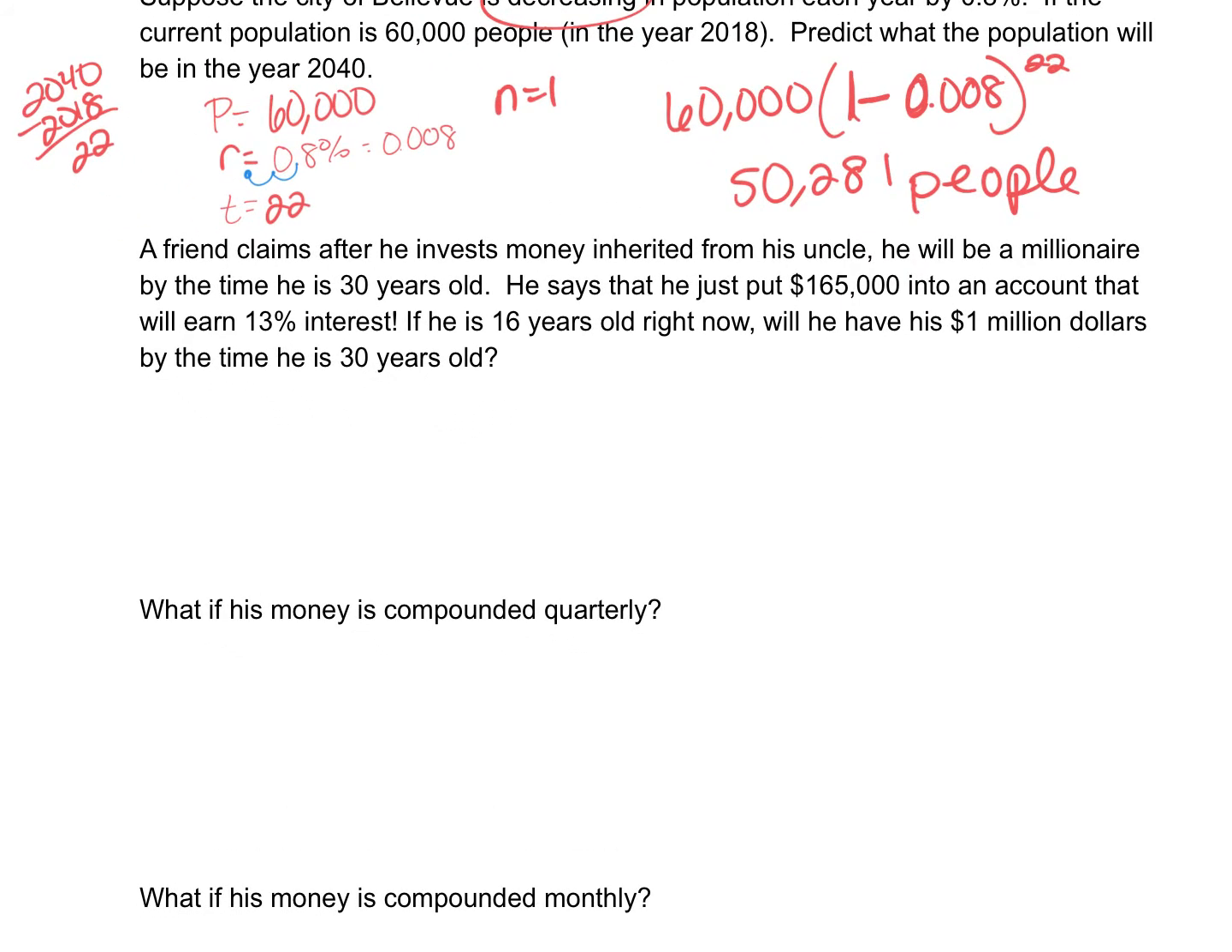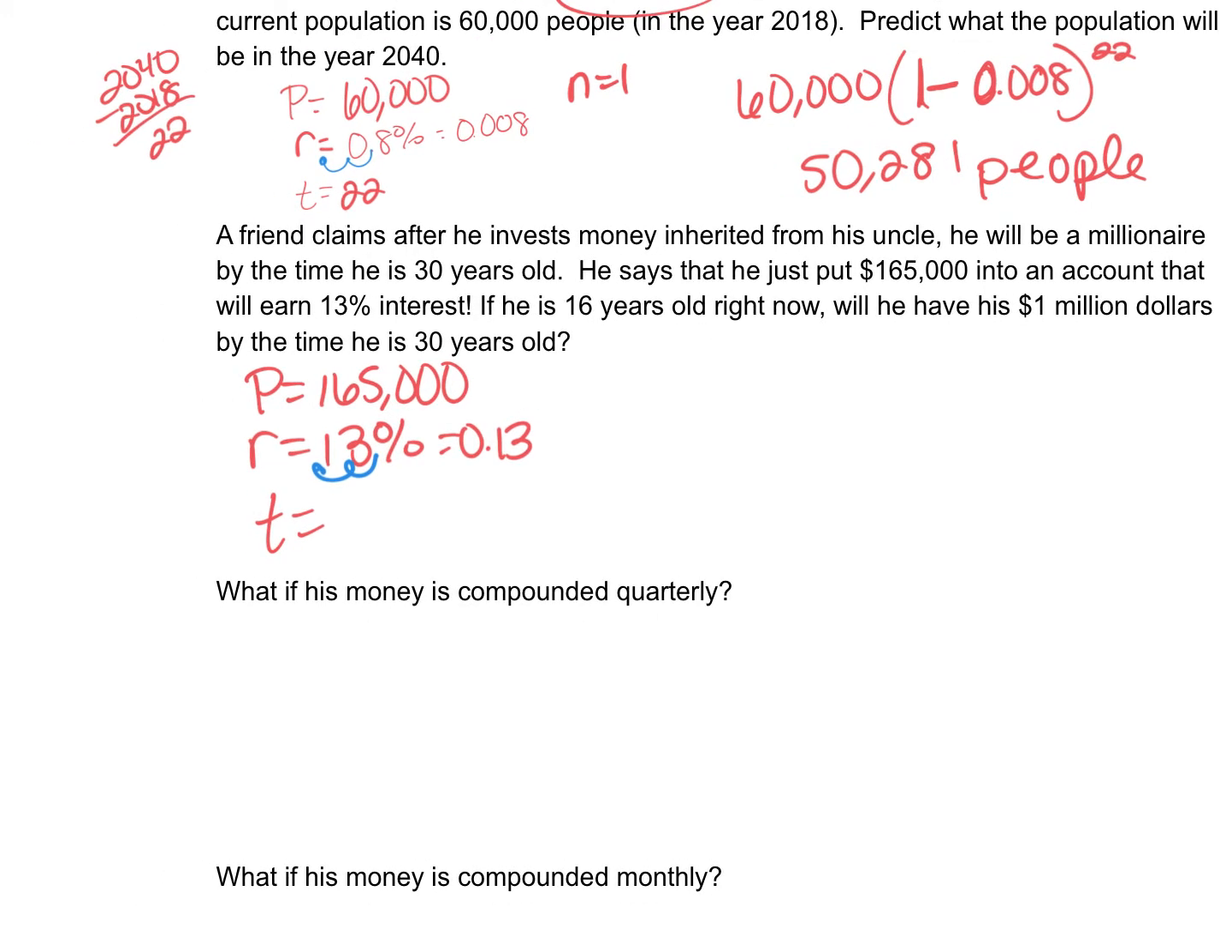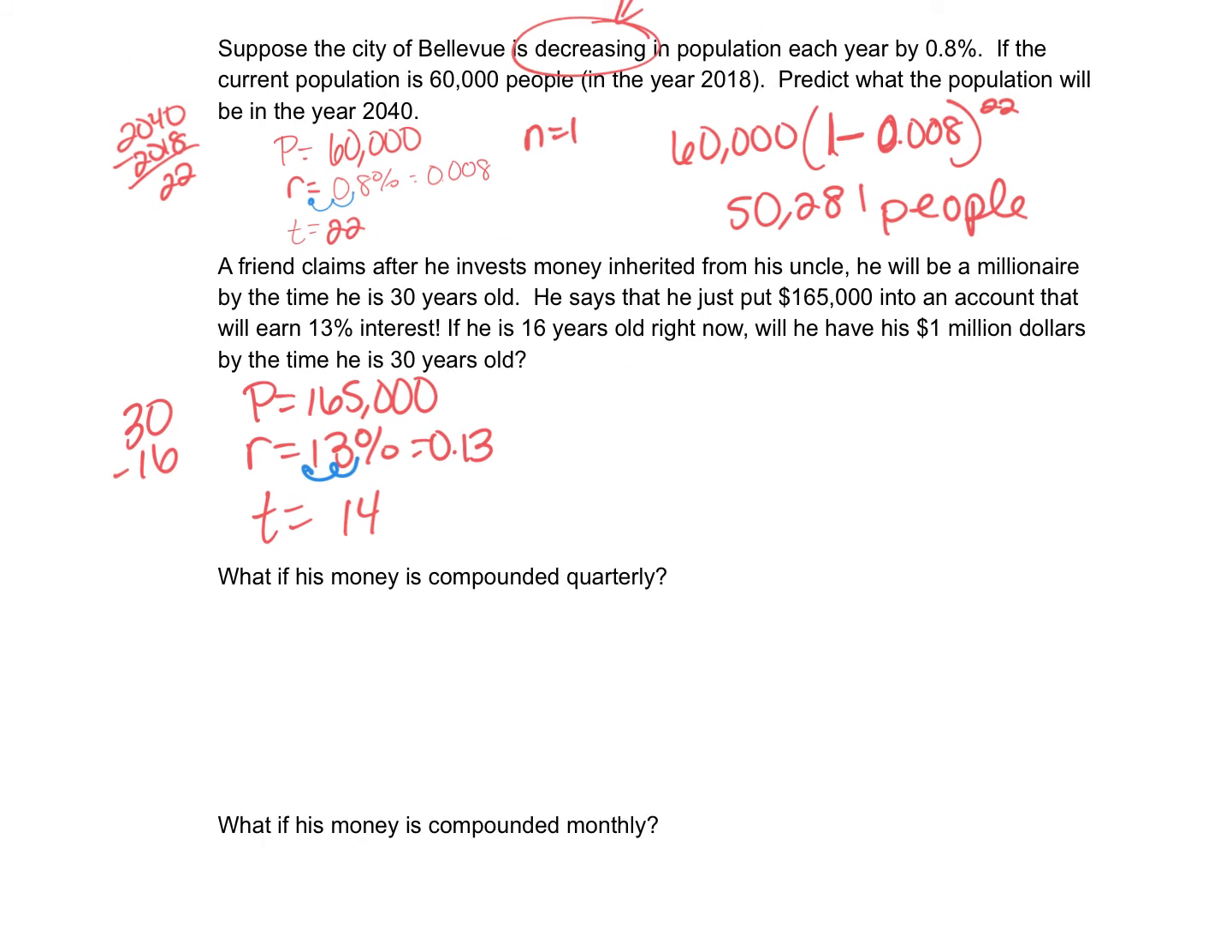So let's talk about the P. The P is 165,000. Wish I had a rich uncle to give me that money. The rate would be 13%. So move your decimal over 2 times, that's 0.13. And then the time would be, if he's 16 years old now and he will be 30, you would do 30 minus 16 and get 14. So 14 years. And then on this one, it doesn't say anything about compounded continuously or quarterly or anything like that, so your n is 1 again.